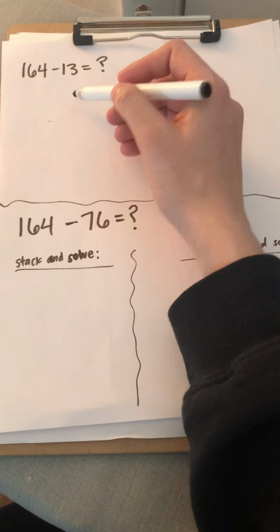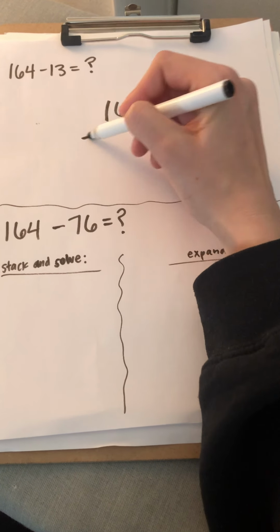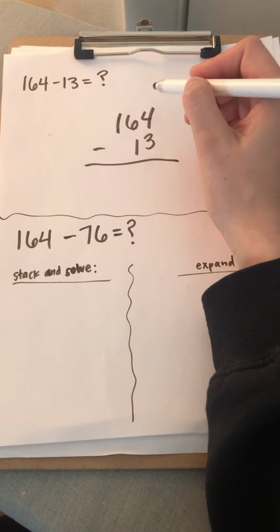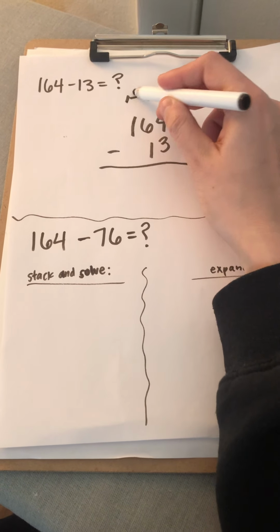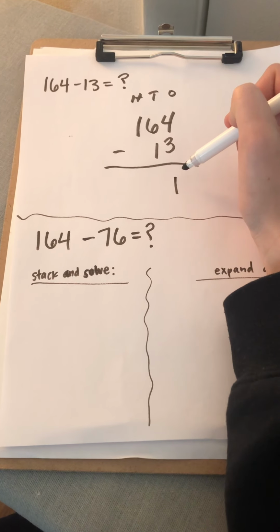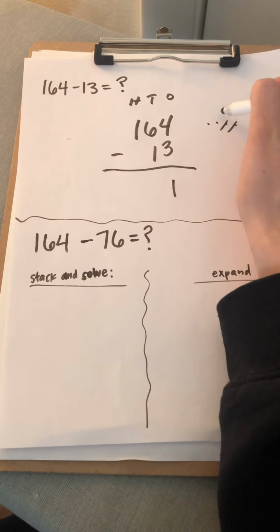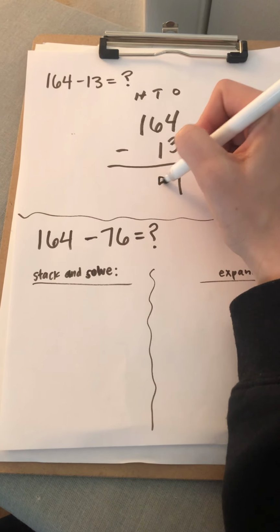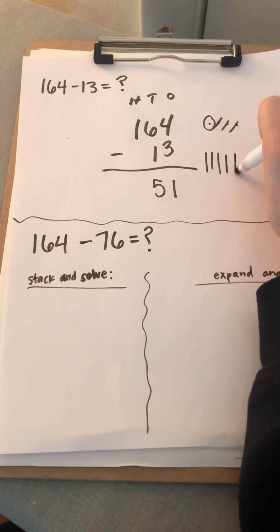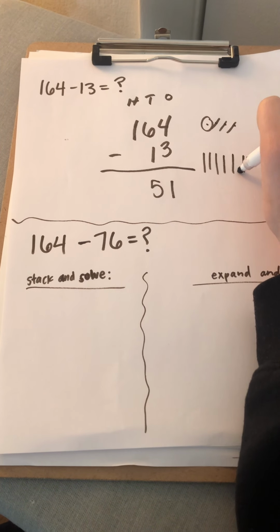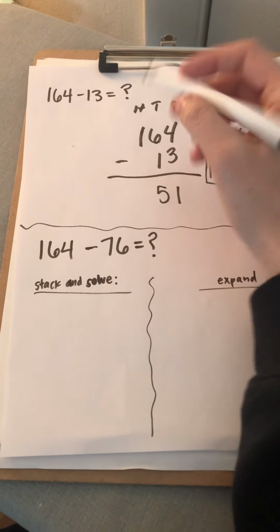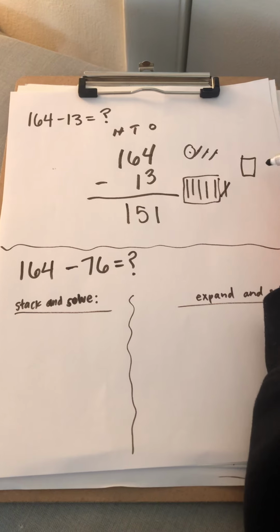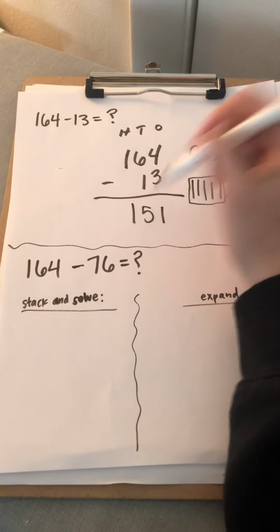The first time you're going to notice 4 minus 3. Remember, we always start in the ones. 4 minus 3 is 1. When we have 4 ones, we can take away 3. There's 1 left. 6 tens minus 1 ten is 5. When we have 6 tens, we can take away 1. There's 5 left. 1 hundred minus no hundreds gives us 1 hundred. When we have 1 hundred, we can take away none and have 1 of them left.